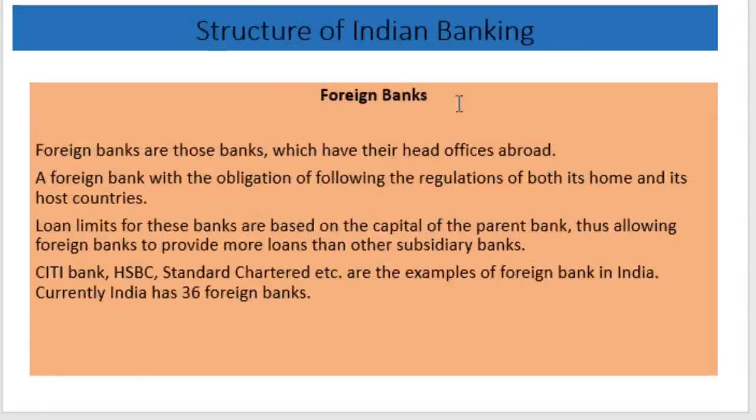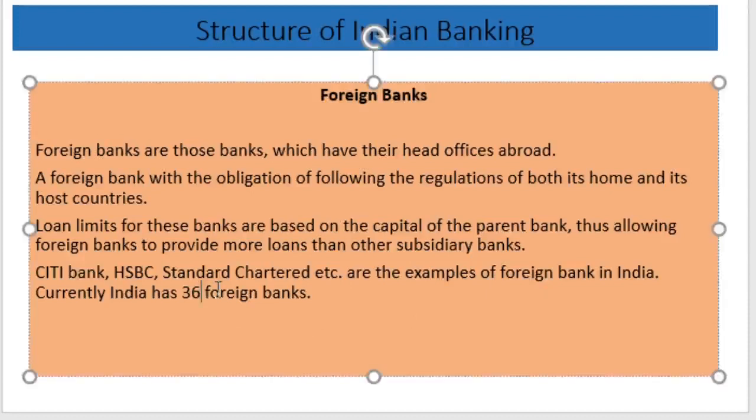Another category of commercial banks is foreign banks. Foreign banks are those banks which have their head office abroad, in foreign countries, and have to obey the regulations of both their home and host countries. Loan limits for these banks are based on the capital of the parent bank, thus allowing foreign banks to provide more loans than other subsidiary banks. Citibank, HSBC, Standard Chartered, etc. are some of the foreign banks.